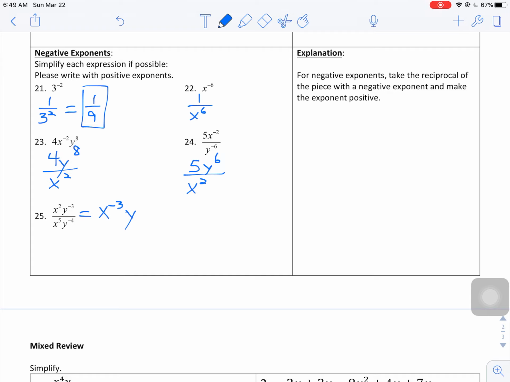And I usually don't write the invisible 1. Then, since I have a negative exponent, I'd want to leave my y alone, and I'd want to flip the x to negative 3 down to the bottom and make it x to the positive 3.